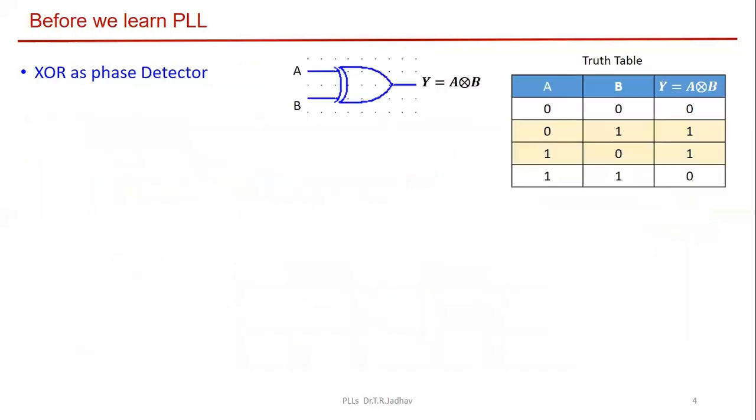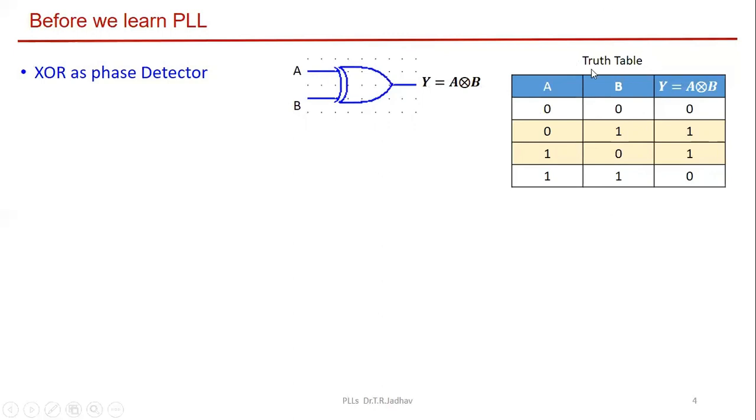Let us see the typical digital phase detector, which is the simplest case, that is the XOR gate. You have studied the XOR gate in digital electronics. This is the symbol of the XOR gate, and this is its logical output. So Y is equal to A exclusive-or B. You know that it is A into B complement plus A complement into B.